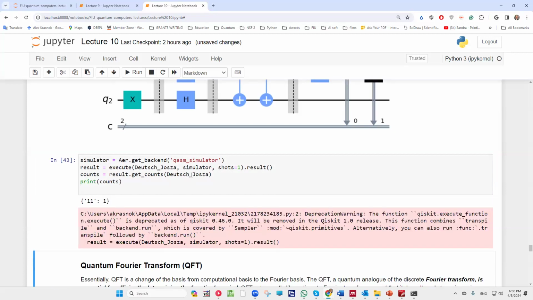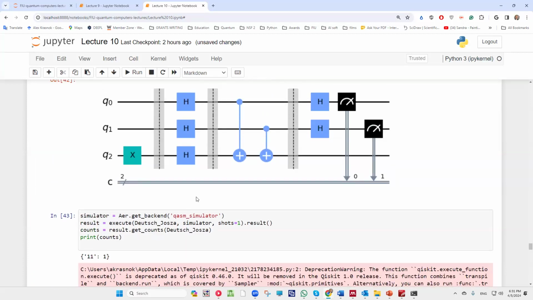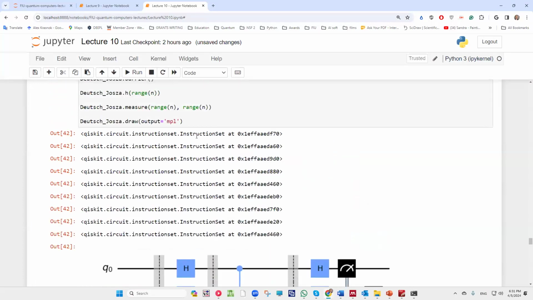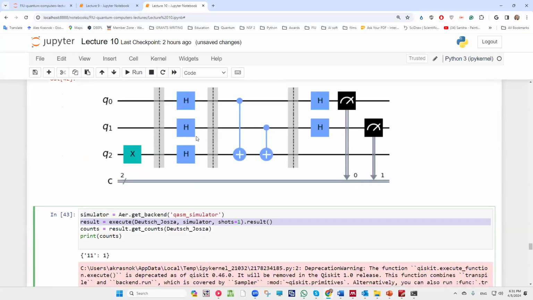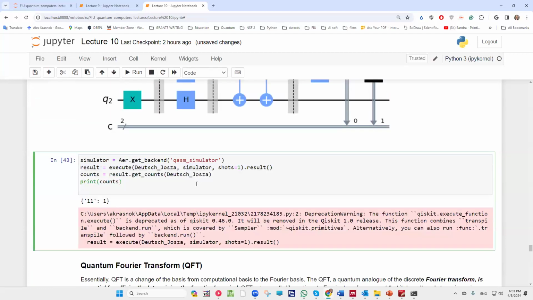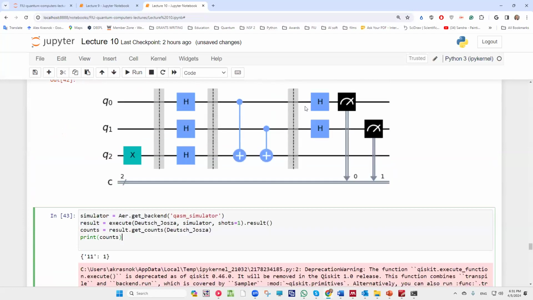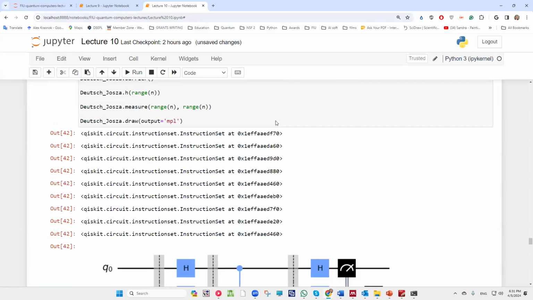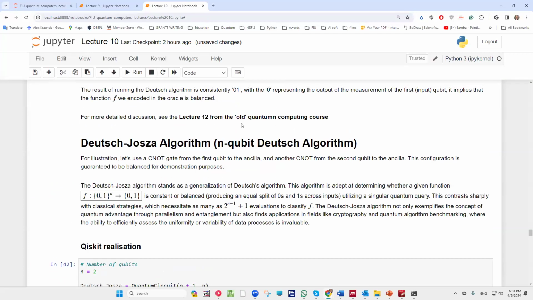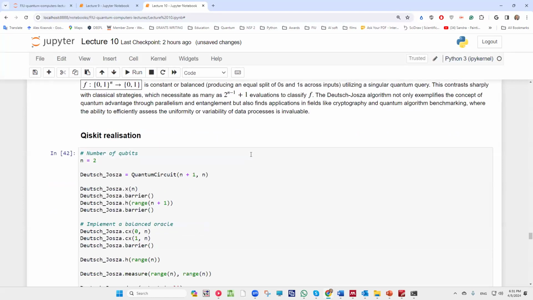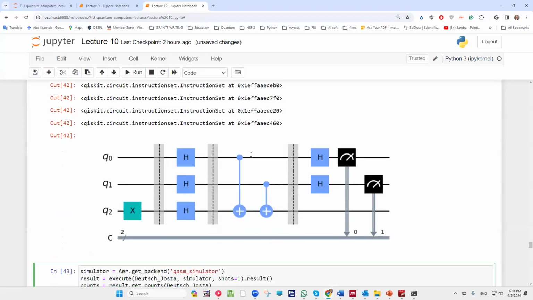Okay, let us simulate the circuit, and this is the result. We measure 2 qubits. The result is 1, 1. As far as I remember, this is the case for the balanced oracle. So the Deutsch-Jozsa algorithm is a generalization of the Deutsch algorithm to larger dimensions.